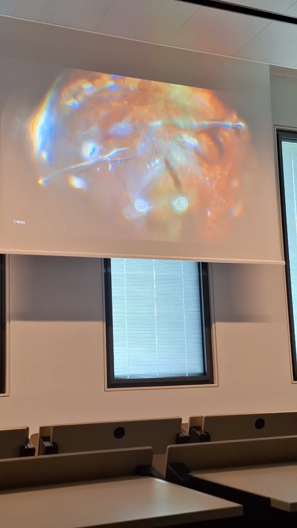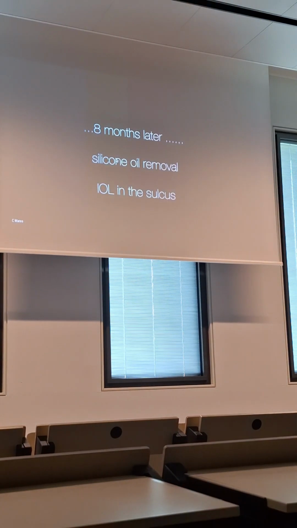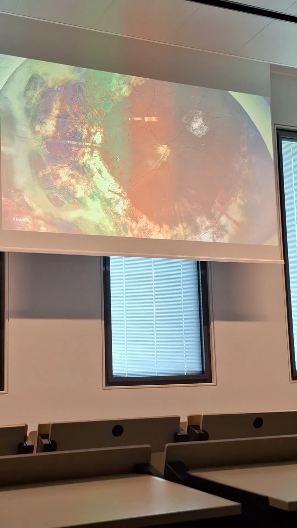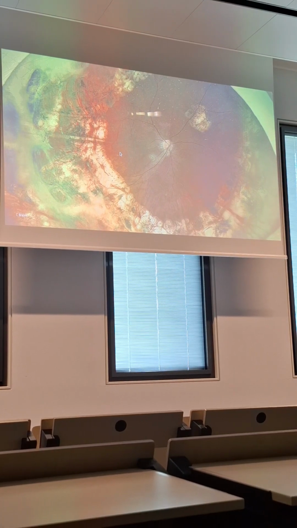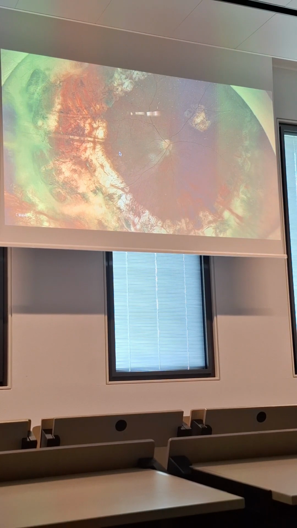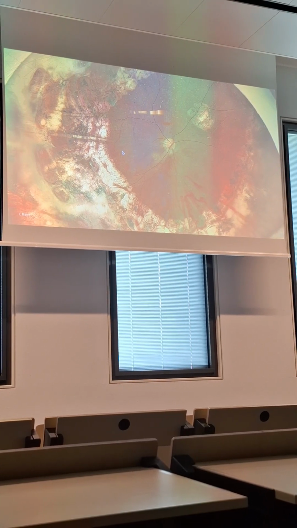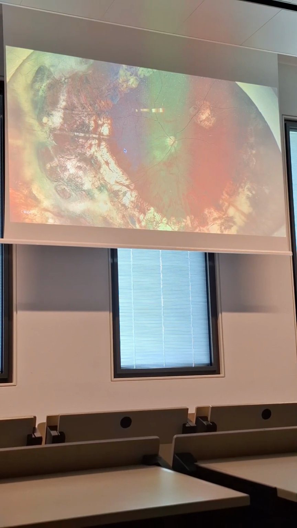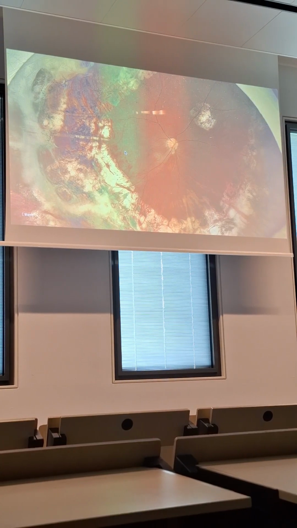Yes? What's the same? Light perception? Yeah. 6 months later, this is 2 years later. Vision is 20/40. No, 20/40. Because I show the nice cases. Of course. I show you one bad case, but only one.